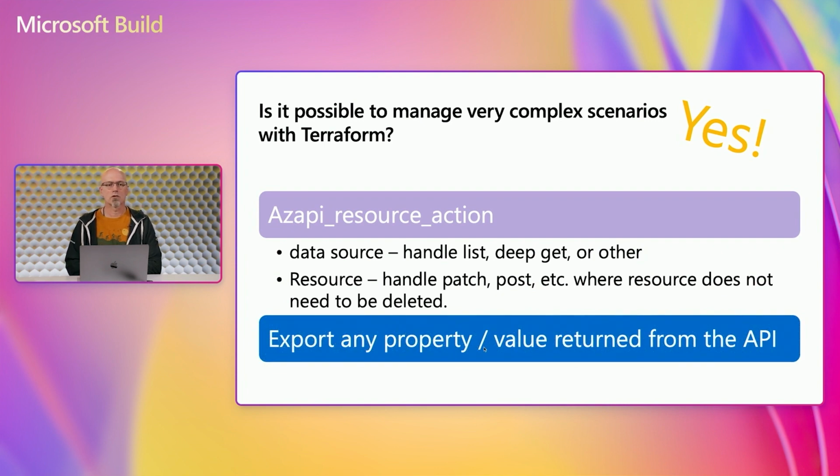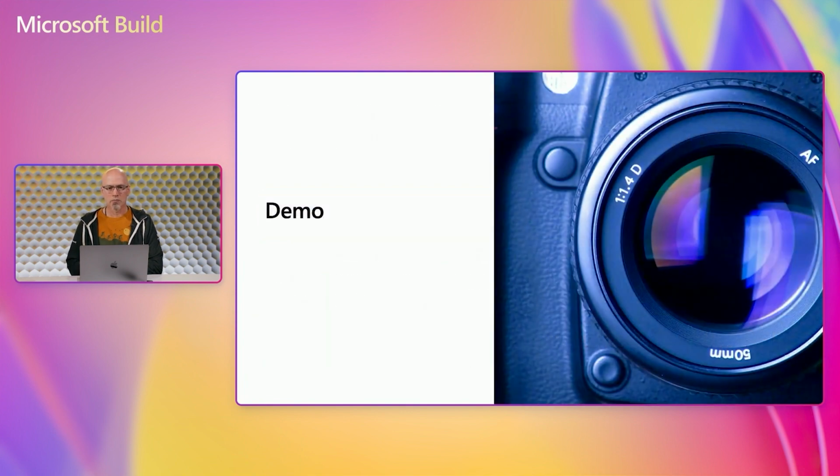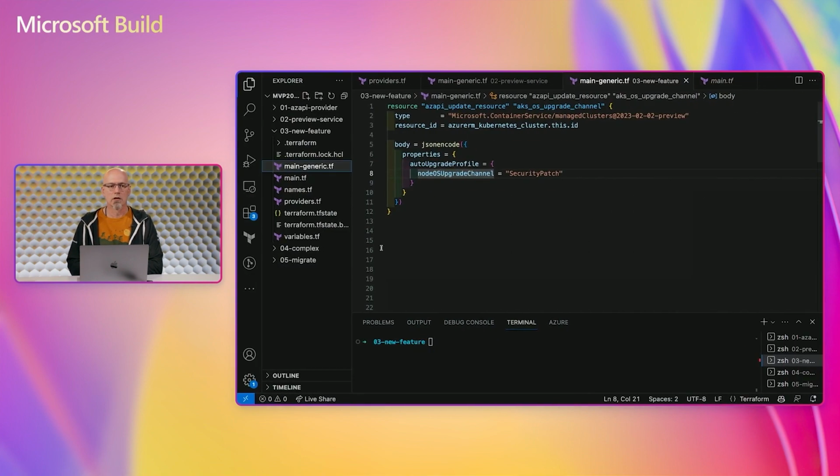The other thing to know about not only the action resource, but all of the other AzAPI resources is you can export any property. So you're not limited to a set of properties that are returned by the AzureRM resource. You can actually get anything that's returned from the API itself. You can return and use the information from that. So let's take a quick look at a scenario that exemplifies that.